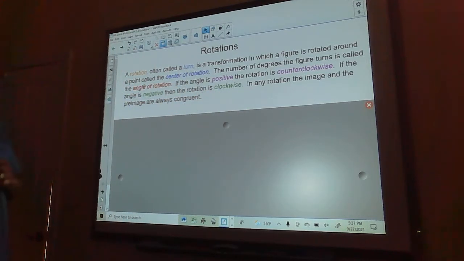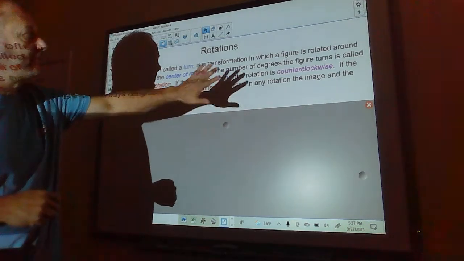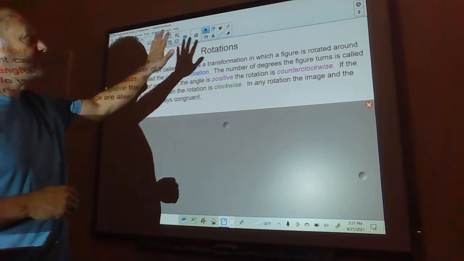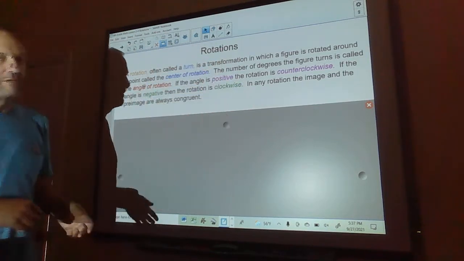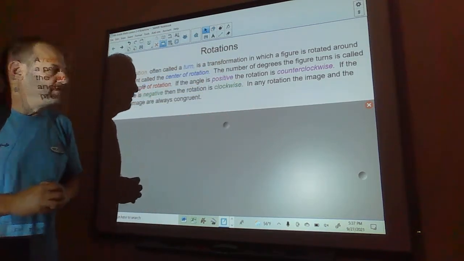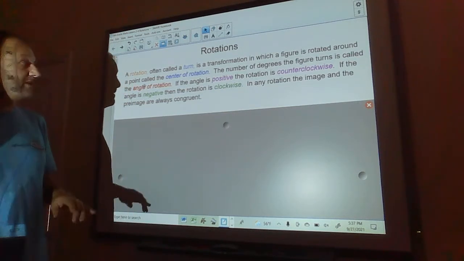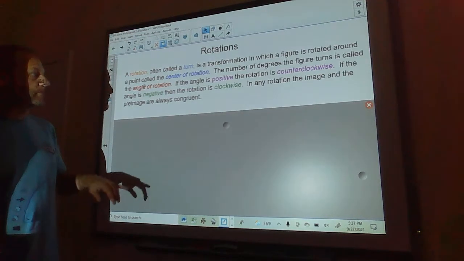The number of degrees the figure turns is called the angle of rotation. If the angle is positive, the rotation is counterclockwise. So this is a positive rotation. If it's negative, it's a clockwise rotation. It goes this way, which seems backwards to most people. There is a reason for it. I did learn it in college, and I don't remember what it was, but it does make sense once you find out why.